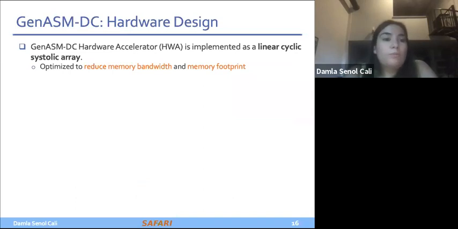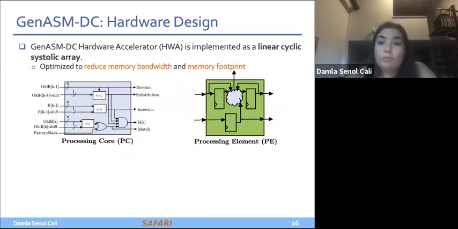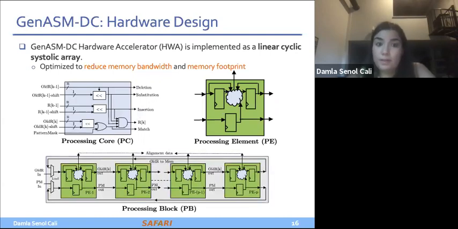So in order to reduce memory bandwidth and memory footprint, we implement the GenASM DC accelerator as a linear cyclic systolic array. And the processing core is the basic compute component with the capability to compute the intermediate bit vectors for different error types. And it's a very basic logic. And we add the required logic around a processing core to define a processing element, and multiple processing elements are concatenated with appropriate data multiplexing in order to define a processing block.